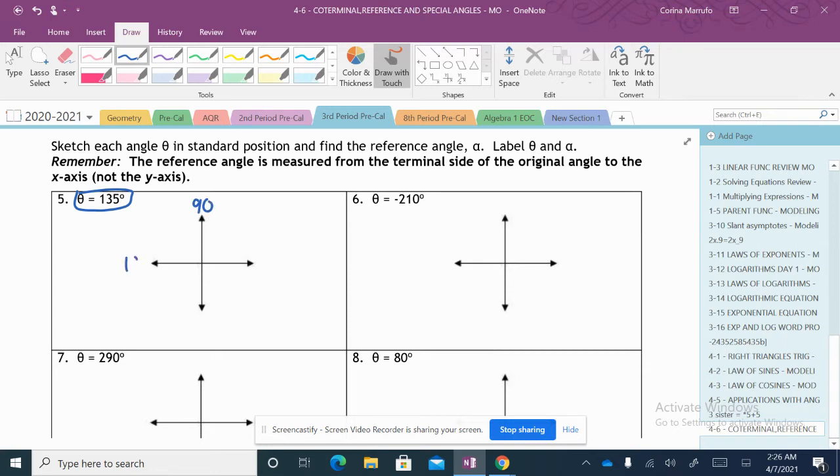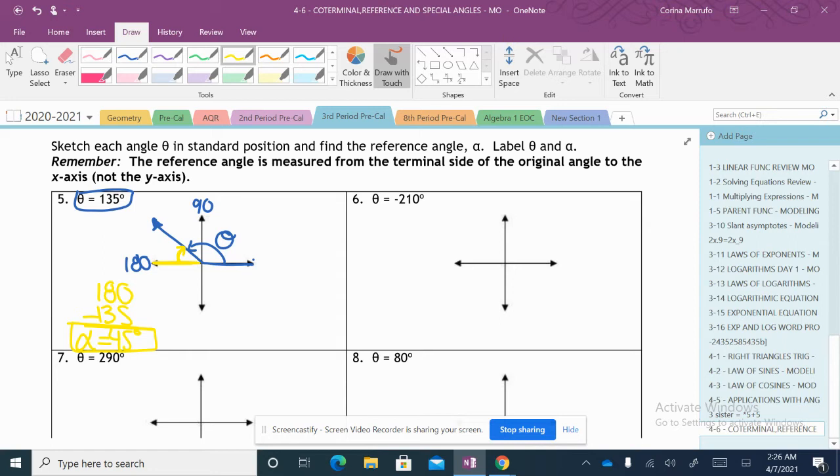This is 90, this is 180. So 135 would land right smack in the middle of those two numbers. Okay, so this is my theta. Your reference angle is going to be the smallest distance from the x-axis. So we're going to use the negative x-axis because it's closer to my terminal side. So this angle right here, that's what we're trying to figure out. So we take 180 and we subtract the 135. And that gives us 45. So that means that our reference angle is equal to 45 degrees.